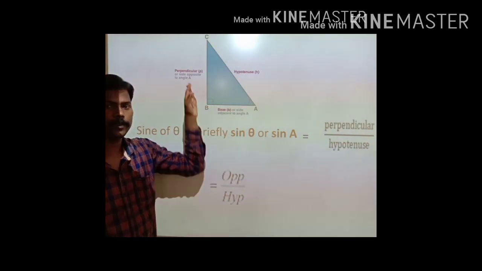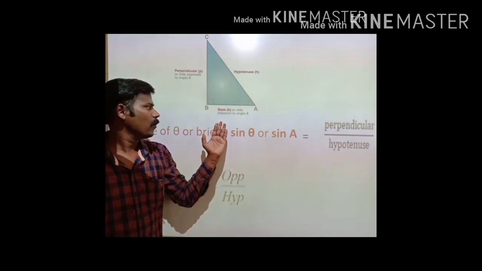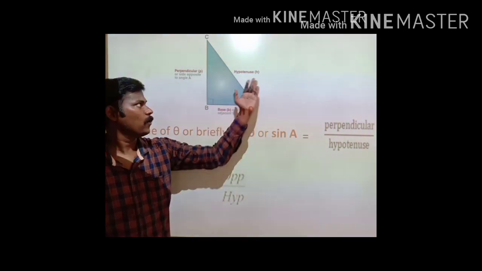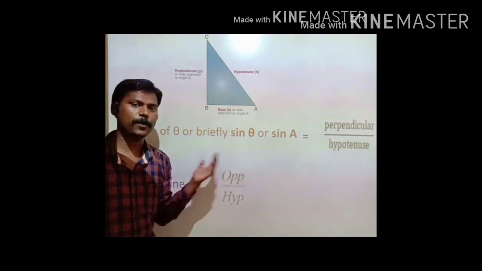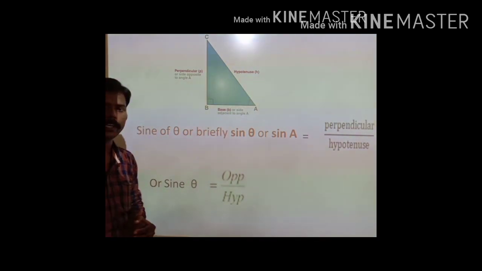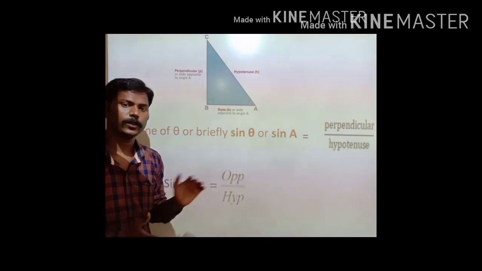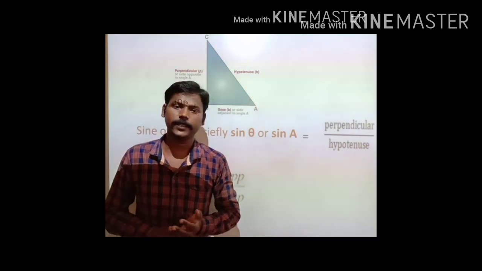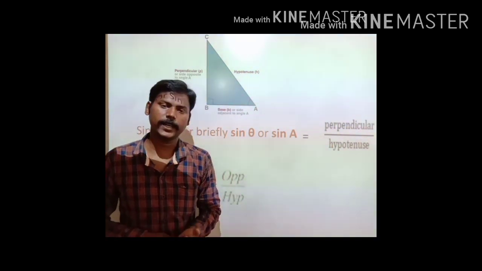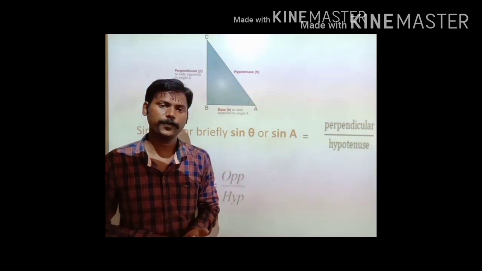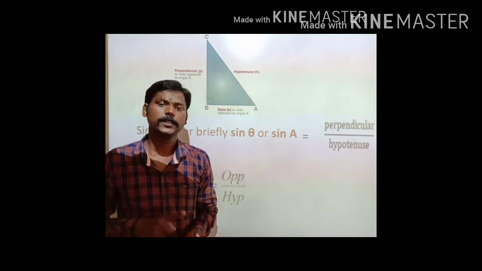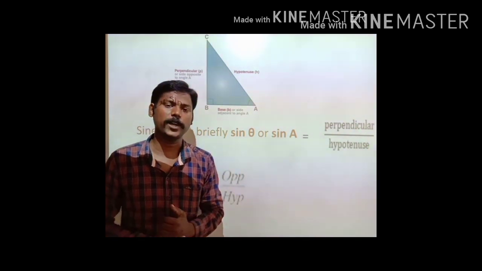Now do all of you understand? What is perpendicular? What is base? What is hypotenuse? Now come to the point. Trigonometric ratios. There are 6 trigonometric ratios. Those are sin theta, cos theta, tan theta, cosec theta, secant theta, cot theta. Let us learn one by one.